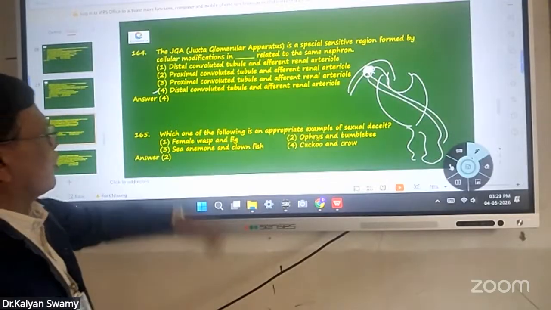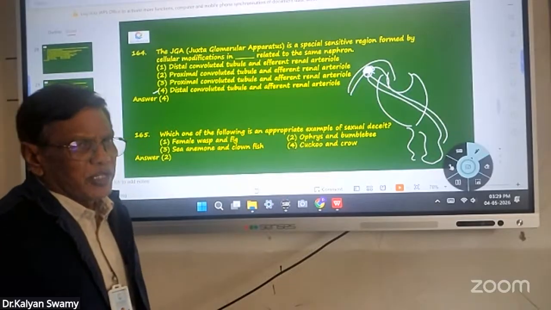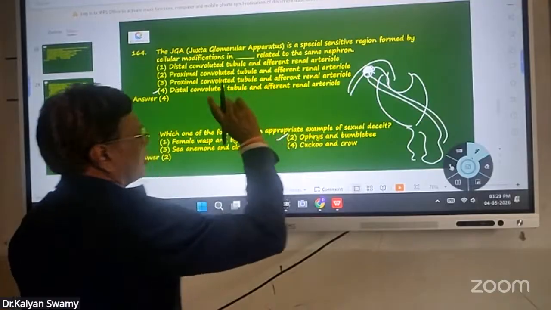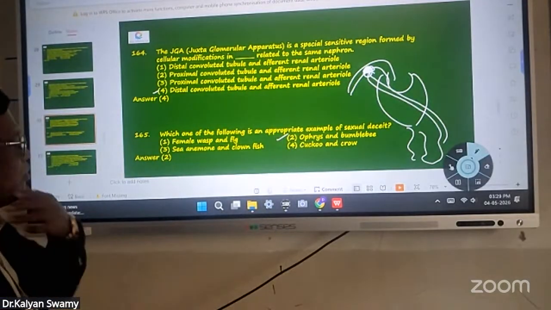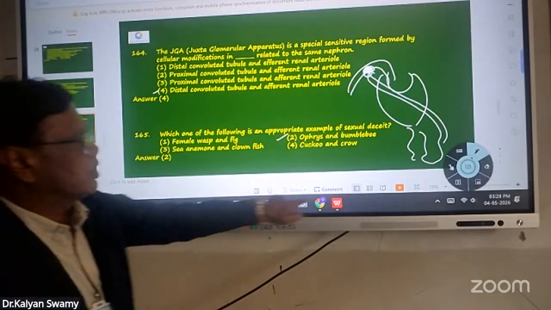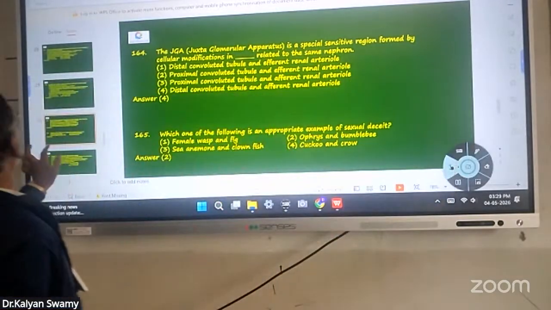Next one: which one of the following is the appropriate example of sexual disease? It is the population interaction, a direct question. It is half free sign bumblebee. One of the patterns to remember with the image that we already studied, direct, with no need of discussion. It is a memory place. Then coming to the next.